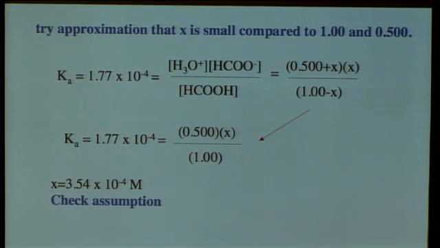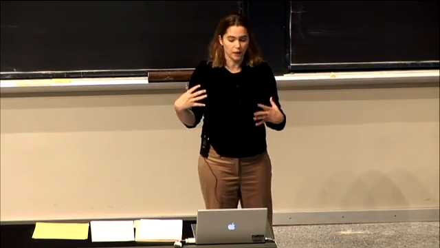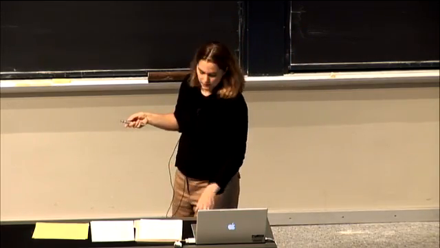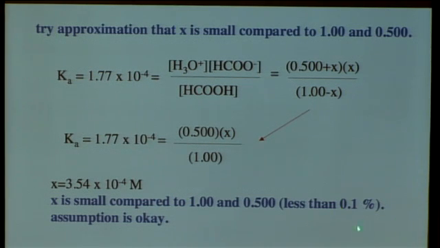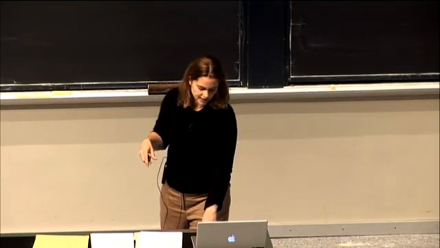And now we need to check that assumption. Well, you can probably guess it's going to be OK, because something times 10 to the minus 4 compared to 0.5 and 1, that's probably going to be OK that it's small. But our assumption here is that it needs to be less than 5%. And here it's 0.1%. So you could just take this value of x, divide it by the smaller of the two, 0.5, times 100, and calculate the percent ionization. And if it's less than 5%, you're OK. If it's more, you need to use the quadratic equation to solve the problem.